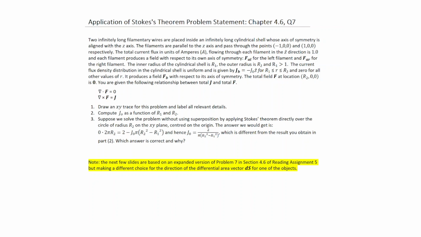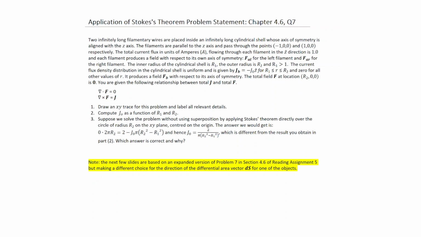And thirdly, suppose we solve the problem without using superposition by applying Stokes' theorem directly over a circle of radius R2 on the XY plane centered on the origin. The answer we would get, which is stated there, and from which we can then compute J0, turns out to be different than the result obtained after completing the second part of the question. So which answer is correct and why? So basically we will answer that question.